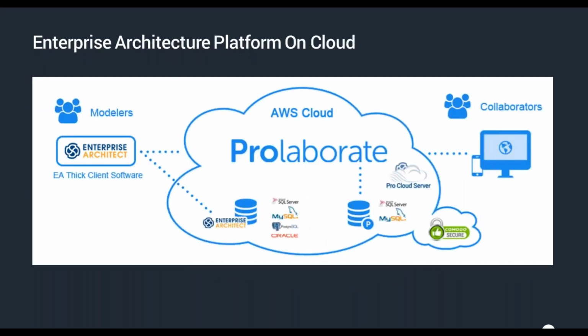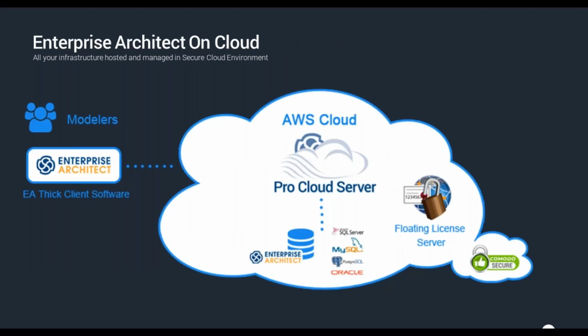Or we also have a more comprehensive solution, which is the entire platform on cloud, which includes the Pro Cloud Server, the Prolaborate, the WebEA, and all the tools that are coming as part of the Sparx Systems offering. Our primary focus for the current scenario is to have your enterprise architect crux in cloud. And there are options for you to even get the thick client streamed through AWS, but we're not getting into it right now because this session is primarily targeted to the people who have been using EA already, but having challenges in the current scenario to be able to connect to the infrastructure.